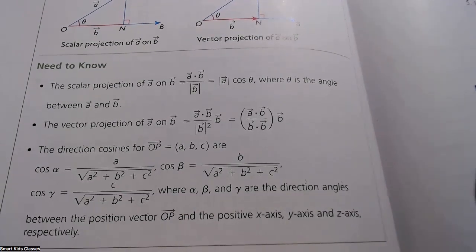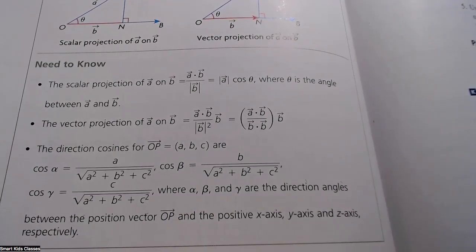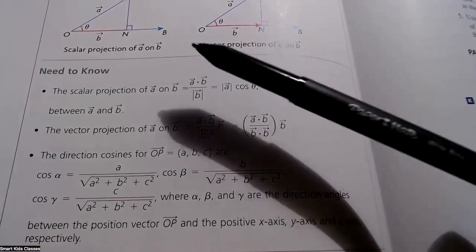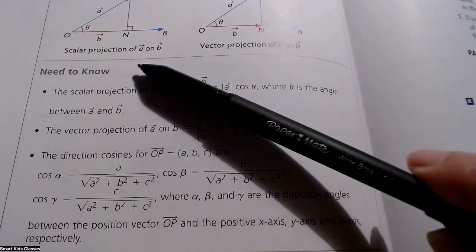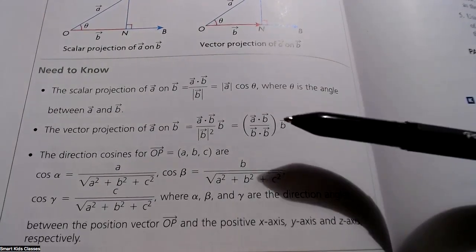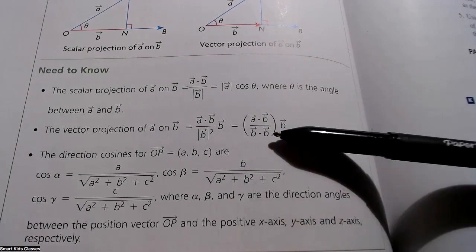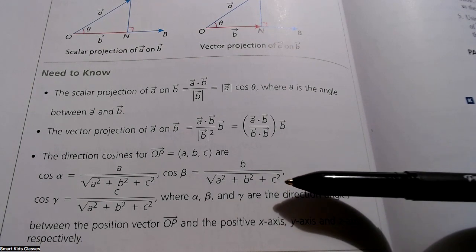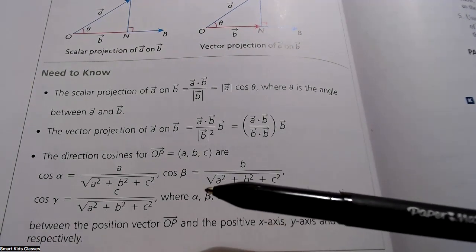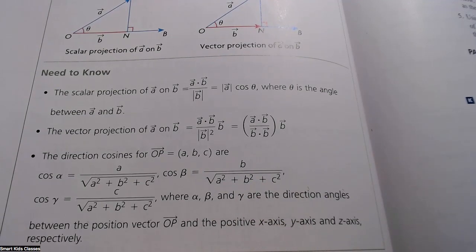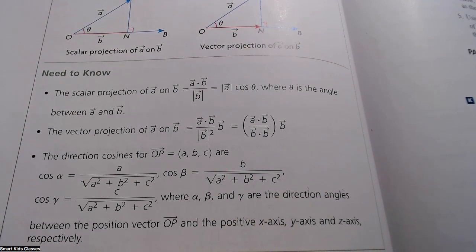So in Unit 7.5, on page 389, it introduces two formulas for scalar projection and for vector projection. The first formula is the scalar projection, the second is the vector projection, and the third is the direction cosine for the vector a, b, c. Those are the formulas. I'm going to start the exercises and write them on paper to explain to you.